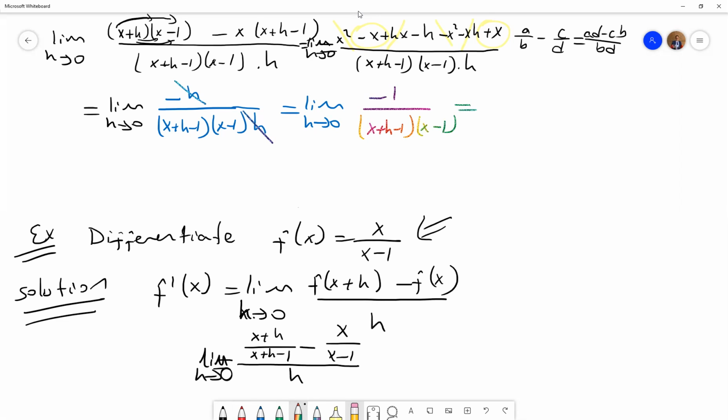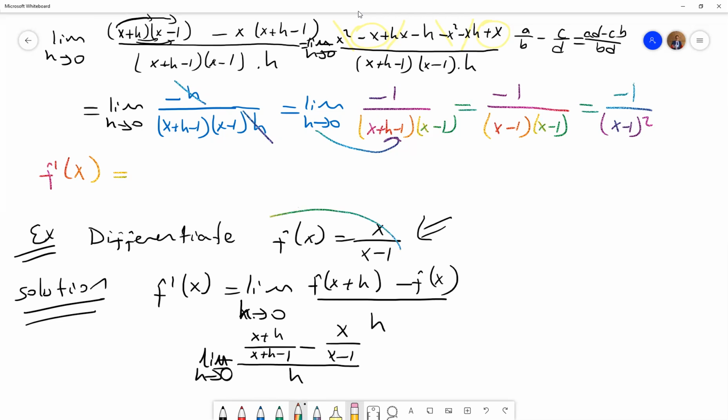So finally, for finding the limit, we have to put h to 0. If we put h to 0 here, minus 1 over (x minus 1)(x minus 1). So the result is minus 1 over (x minus 1) squared. So we find that f prime x, that is the differentiation of this one, is minus 1 over (x minus 1) squared. This is the solution of the question.